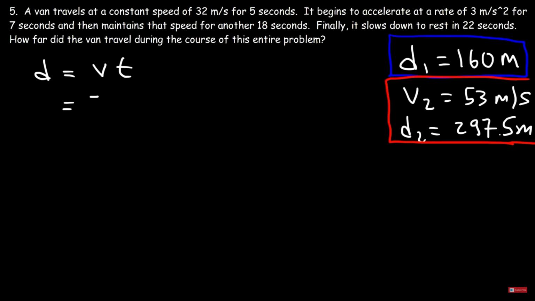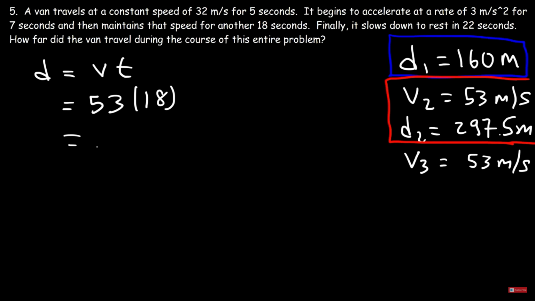So V is 53 and T is 18. So I'm just going to write this. V3, part 3 is, it didn't change, it's 53 meters per second. 53 times 18, that's 954. So that's the distance that the car travels during part 3.